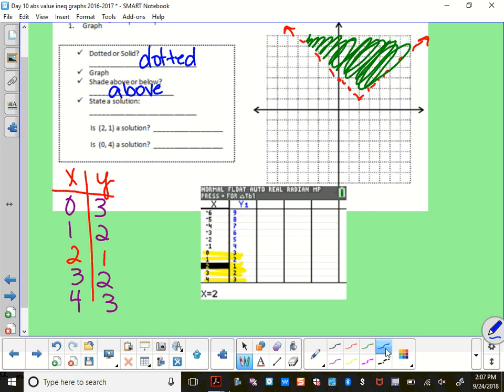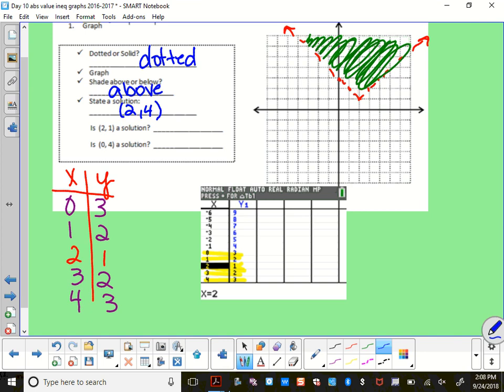Then it says to state a solution. That means that I am going to pick a point, whatever I just shaded, and I can just state that solution. You can pick whatever point you want. I'm going to pick (2, 4). (2, 4) is in that green area.